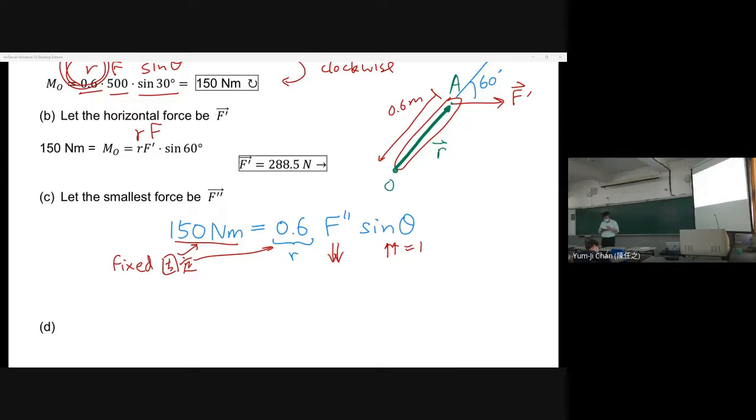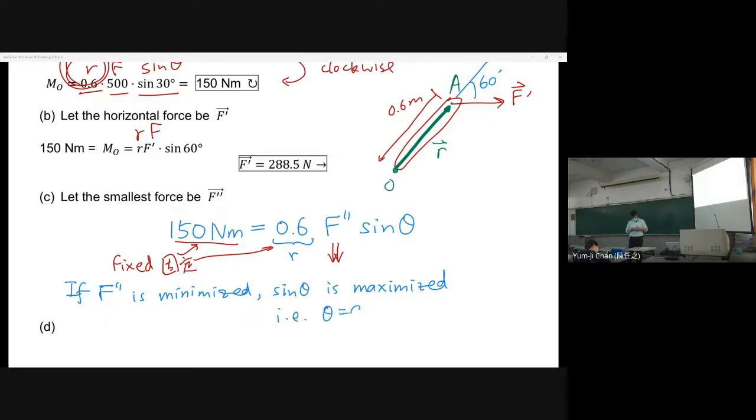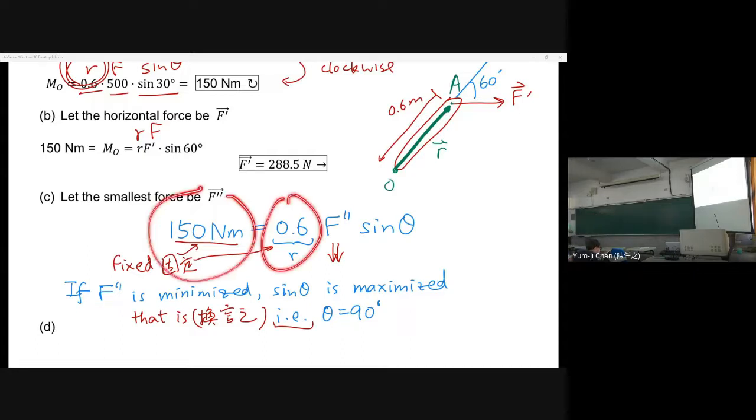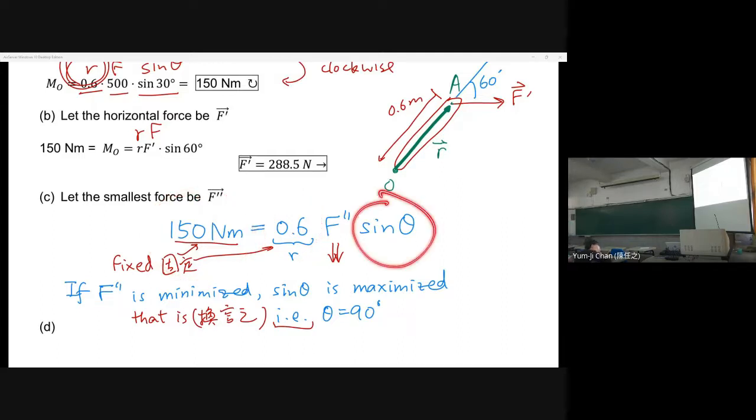Let me write it down in a complete sentence. If F is minimized, sine theta is maximized, i.e. theta equals 90 degrees. So if F double prime is minimized, because these two are fixed, we need to maximize sine theta. So theta is equal to 90 degrees.